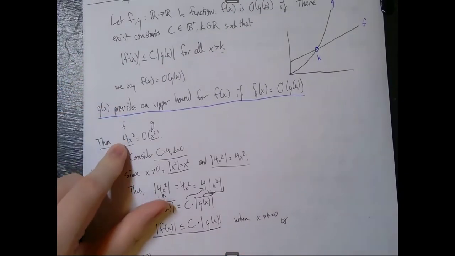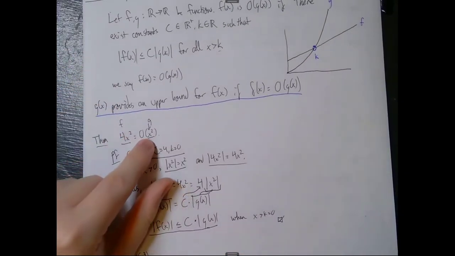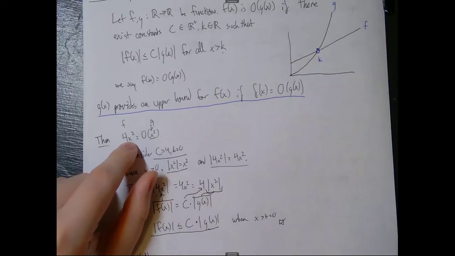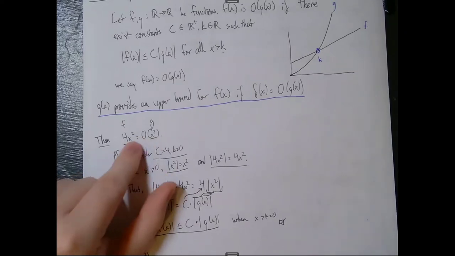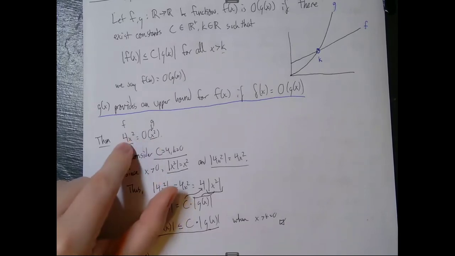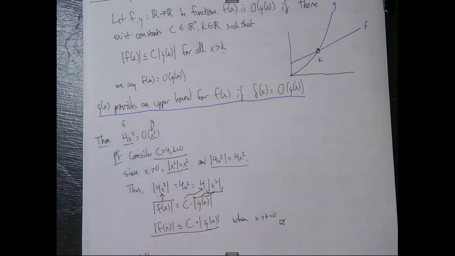Or 4x squared is bounded from above by x squared, because we can multiply x squared by 4 and we get basically an exact match. So technically it's bounded from above. 4x squared behaves exactly the same as x squared in terms of how the output grows. Not so much the specifics of what the actual output is, but the trends of how the output grows as we increase our input values.